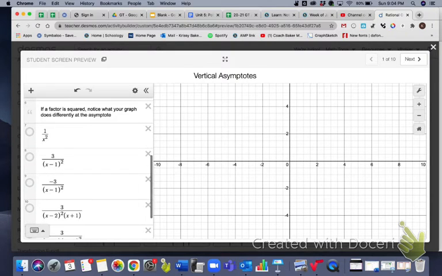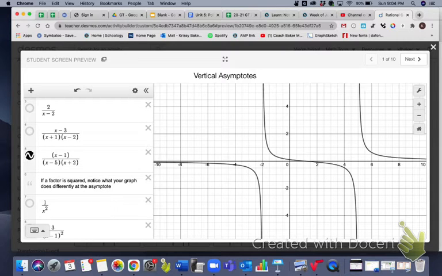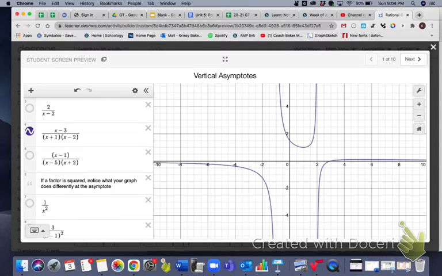The other thing we talked about is what a difference it makes if a factor is squared. So let's look at each of these. Notice at the asymptote, your graph is going in opposite directions in all of these cases. So at the asymptote, one end's going to positive infinity, the other end's going to negative infinity. So it doesn't matter which asymptote it is. So like here's an asymptote here at -1. One end is going down, one end's going up. At 2, one end is up, one end is down. It doesn't matter which one, but one end's doing one thing and the other end's doing the other.